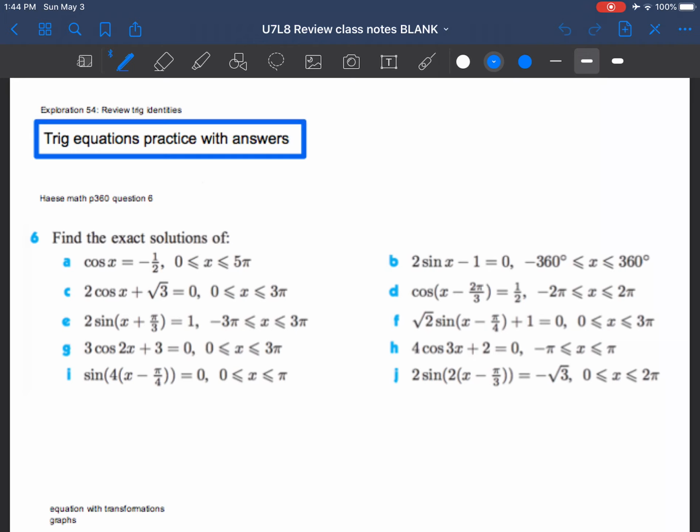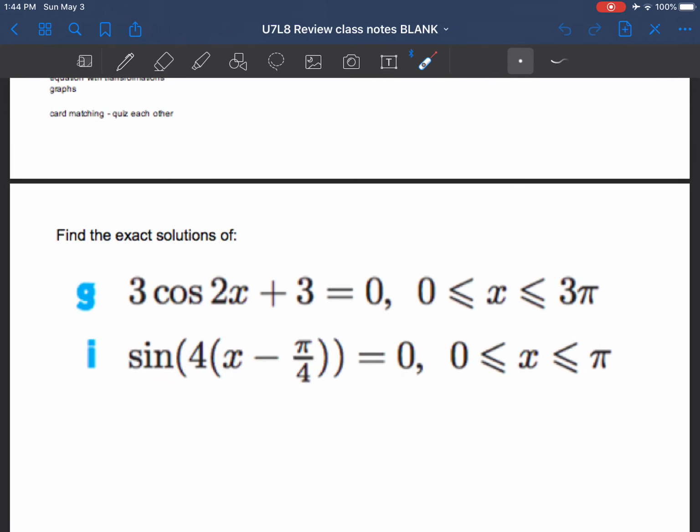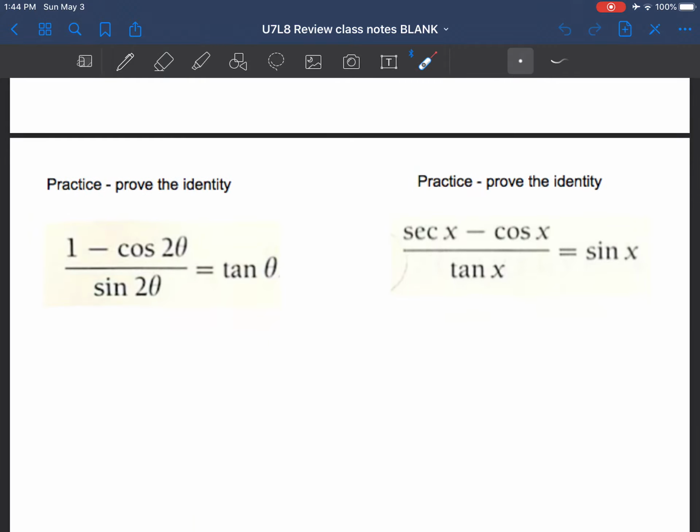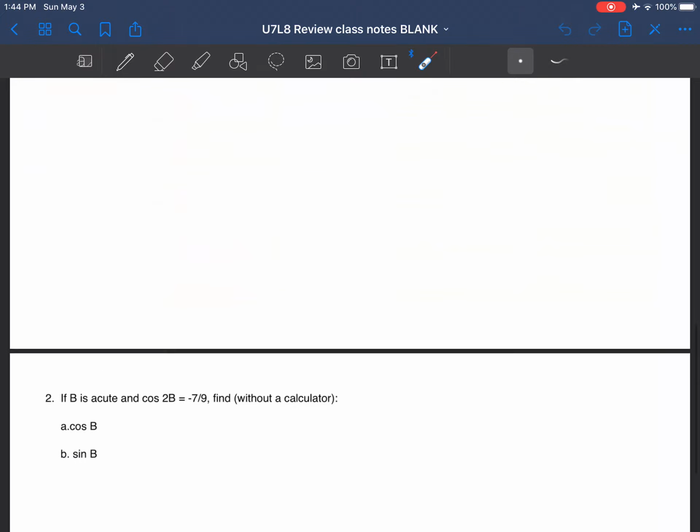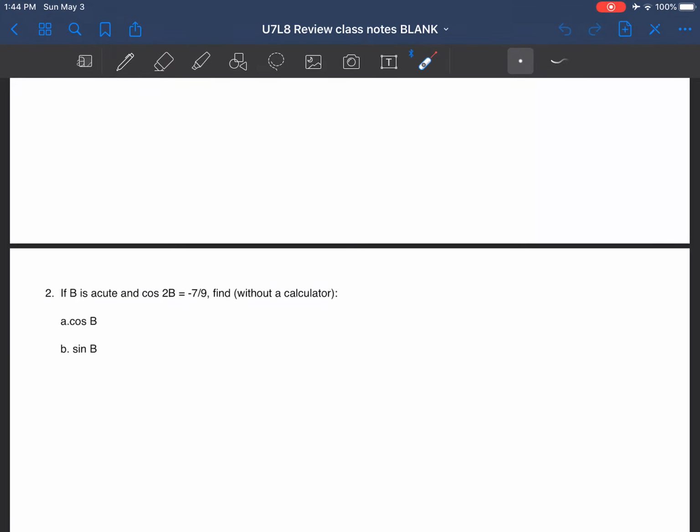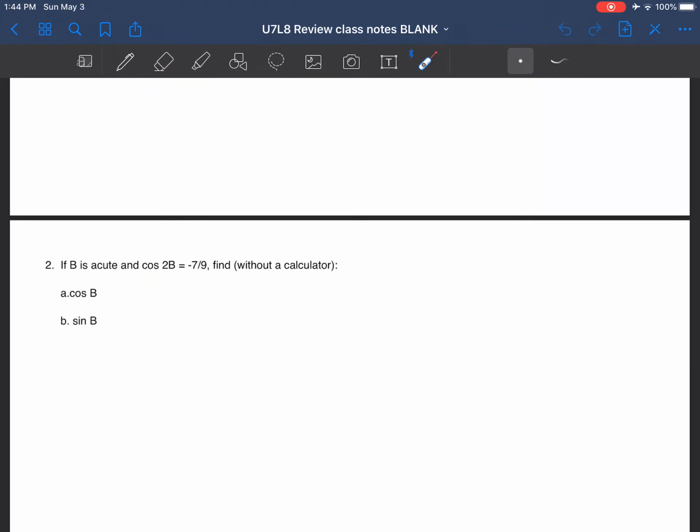This is our last day of content for algebraic trig. So this is the review class. As you can see, we've got 10 questions here with finding exact solutions. These are repeats, so I don't know why that worked in there. We've got some practice with identities. And we have a practice, not proving an identity, but solving using an identity.